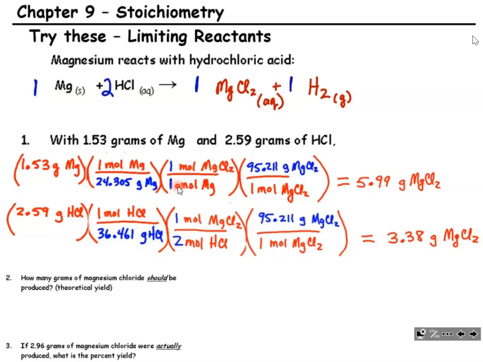I could use one and find out how much of the other one I need, and then compare it to how much I actually have. It's the same amount of work. So this is what we have to do to determine what the limiting reactant is. It takes 2 stoichiometric problems.